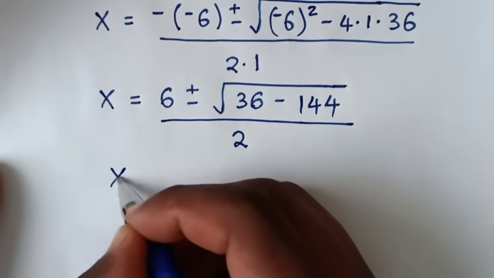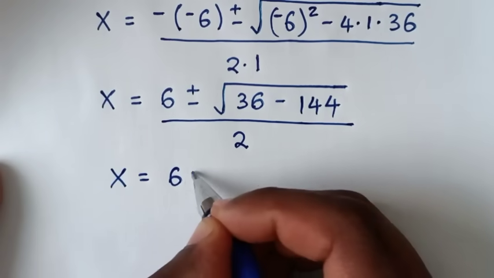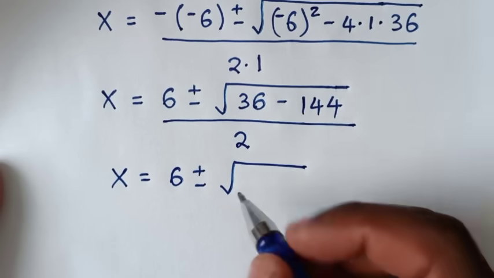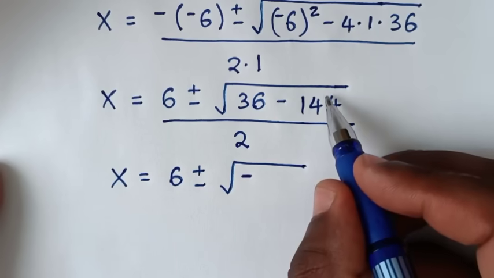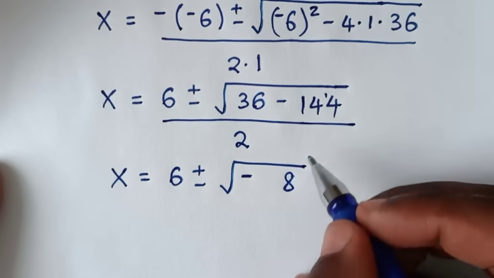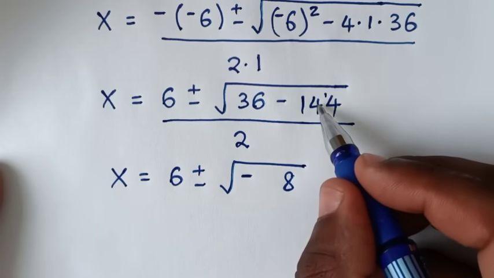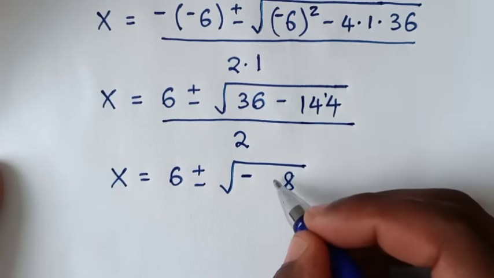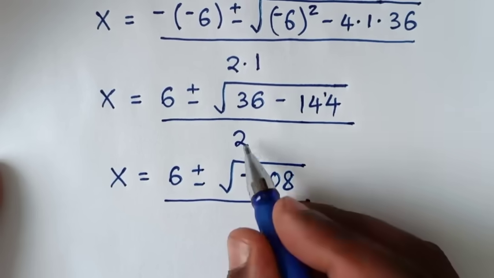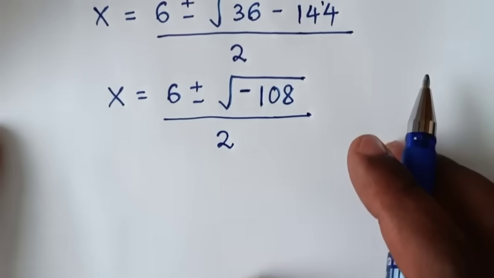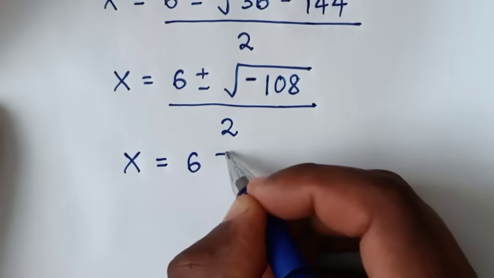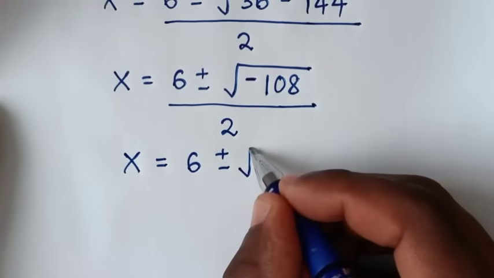Then x is equal to 6 plus or minus square root of 36 minus 144. Here it will be negative. Here we borrow 1, it will be 14. 14 minus 6 is 8. Here 4, we borrowed 1, it will be 3. 3 minus 3 is 0, then 1. Then over 2. Then x is equal to 6 plus or minus square root of negative 108.